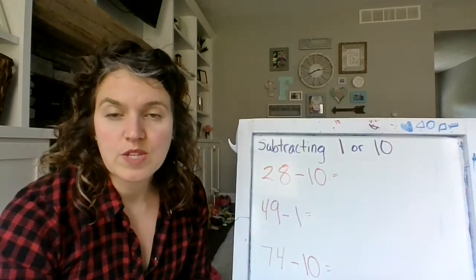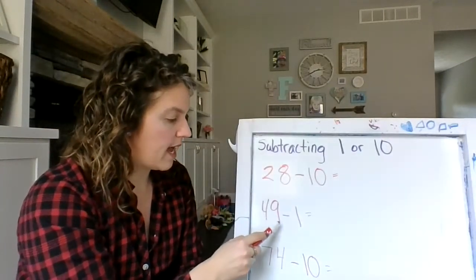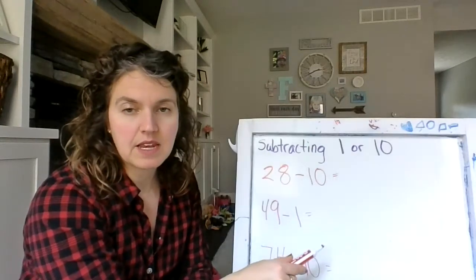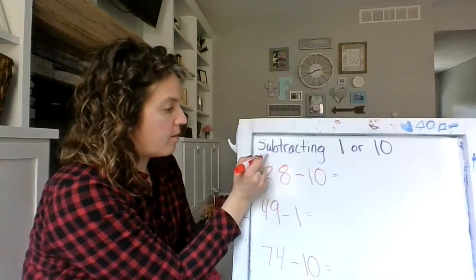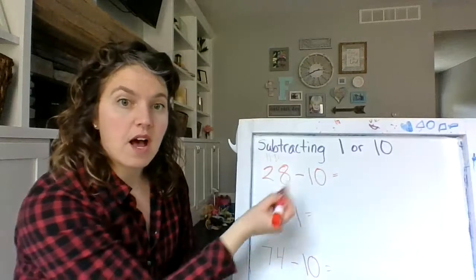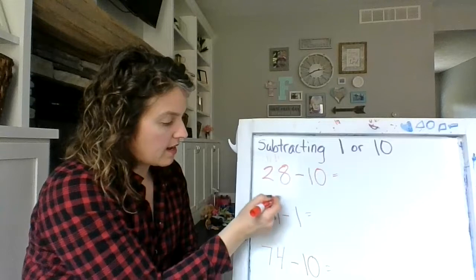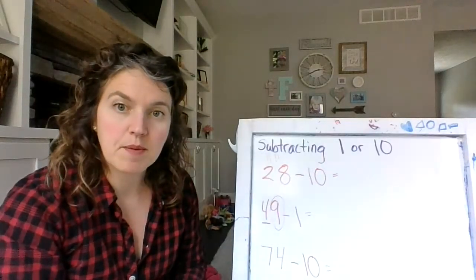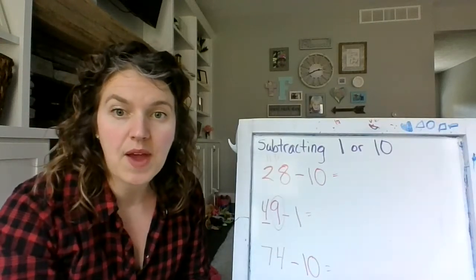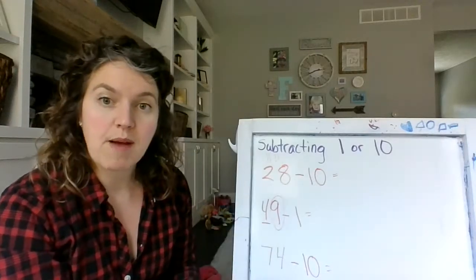Go ahead and solve those 3 equations for me. 28 minus 10, 49 minus 1, 74 minus 10. If you need to draw a picture right above it, you can do your picture and cross off the 10. You can say, this is my groups of 10, this is my ones, and figure out which number you have to do. Or some of you might be able to do it just by looking at it and using the knowledge you have about place value to solve the problem. Let's solve those 3 problems.